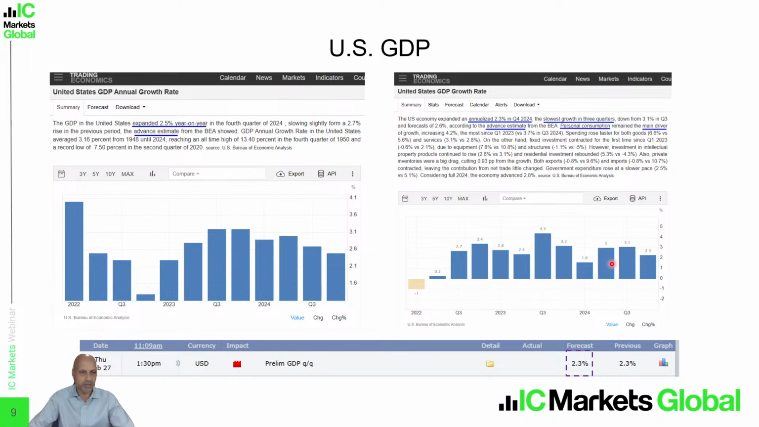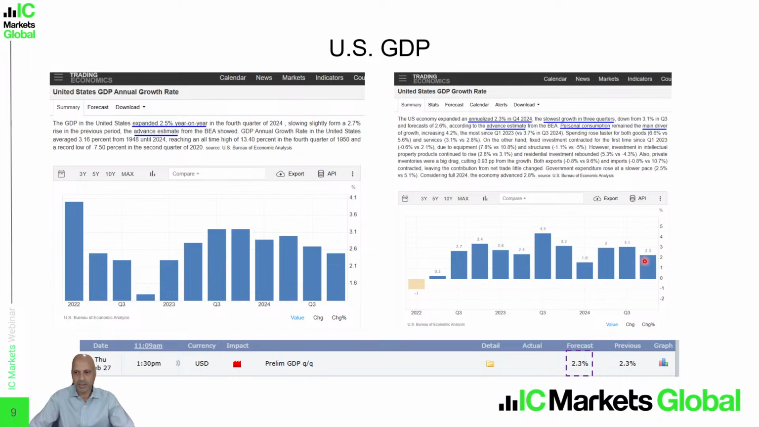So a strong rebound in economic output, but once again, we can see the fourth quarter data sliding lower, moderating lower down to 2.3%. This was all based on the advanced estimate. Now looking at the preliminary estimate for the same quarter, we're expected to see GDP output remain unchanged at 2.3%.